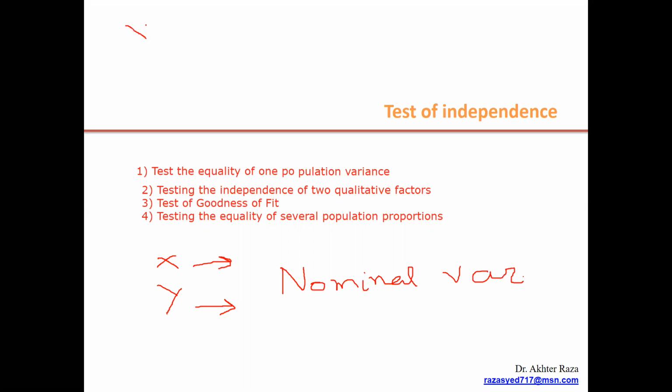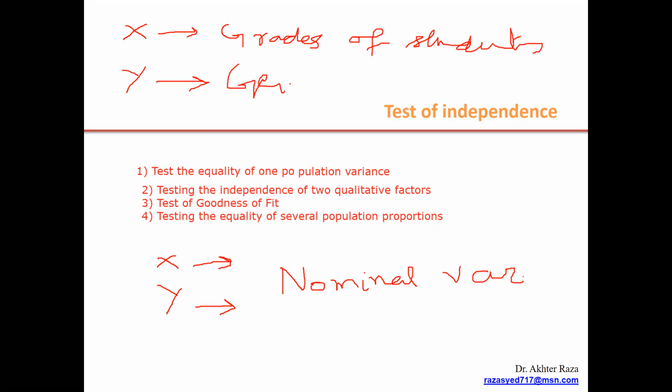Suppose x is a variable describing the grades of students in a class, and another variable y I am assuming as gender, male or female. H naught is that the grades are unbiased, or not associated, with respect to the gender. And H1 is that the grades depend on gender.